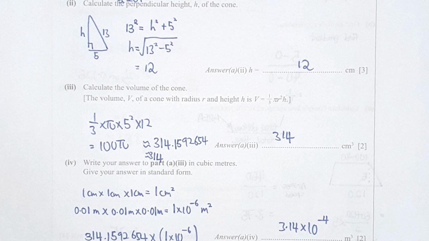For you to find the perpendicular height, we will be using the Pythagoras theorem concept. Okay, so 13 squared equals h squared plus 5 squared. Run the shifting, get rid of the square at the h. You will get your result as 12.